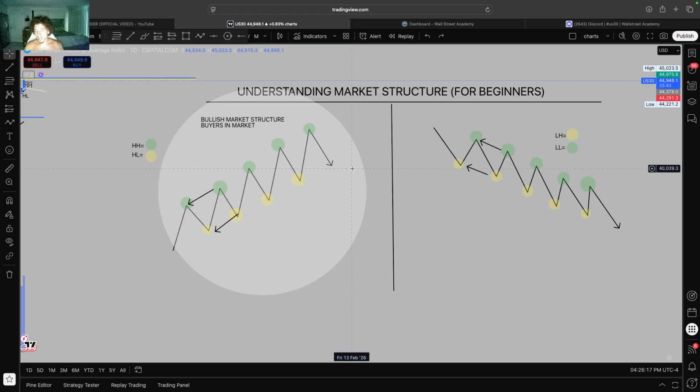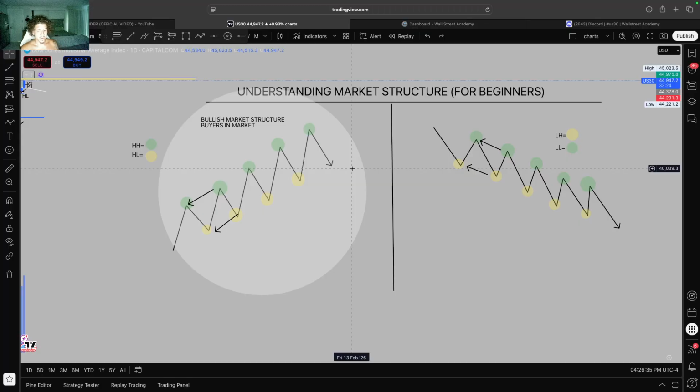One more thing I want y'all to write down is there's more continuations in the market than reversals. Meaning more times the market will continue following the trend than reversing. That's what I want you to write down.